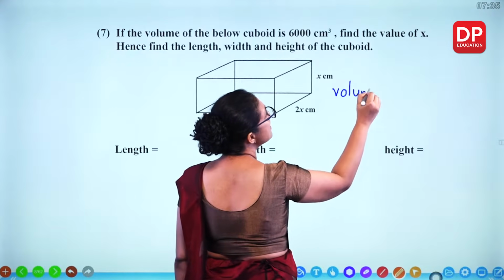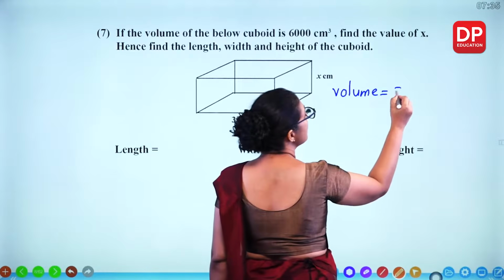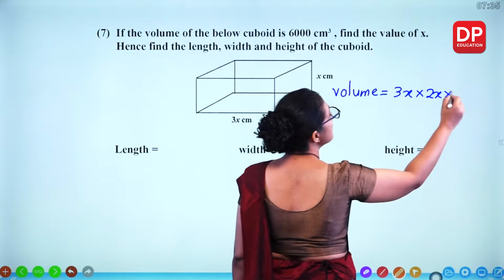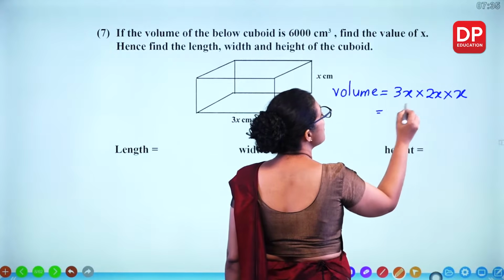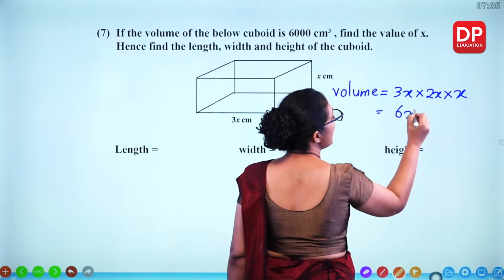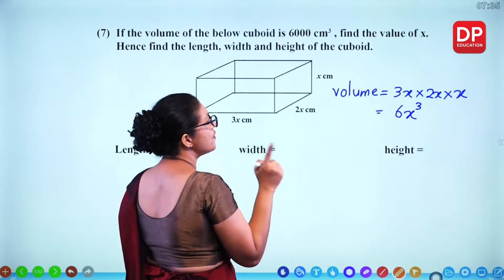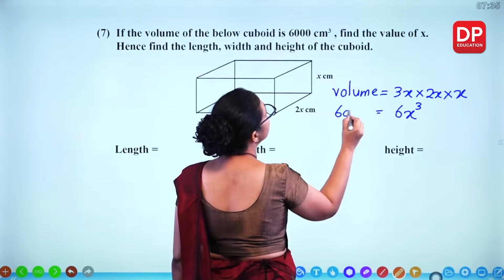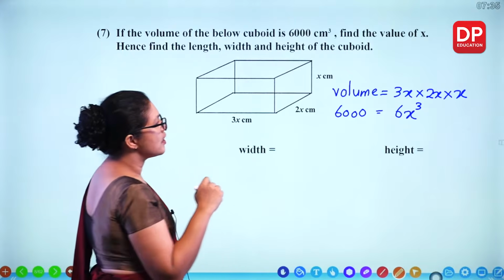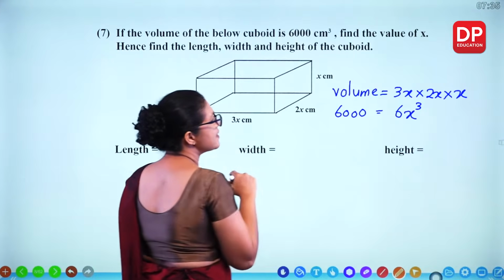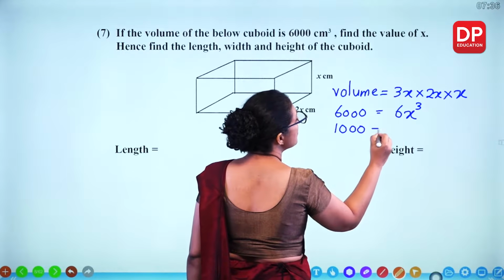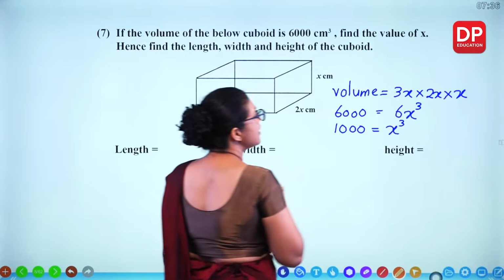Volume of a cuboid is length 3x, width 2x and height x. So 3 times 2 is 6. How many x's are there? You get 3, so x to the power 3. So that's equal to 6000. So how do you find this? Now divide by 6. 6000 divided by 6, you get 1000. 1000 is equal to x cube.